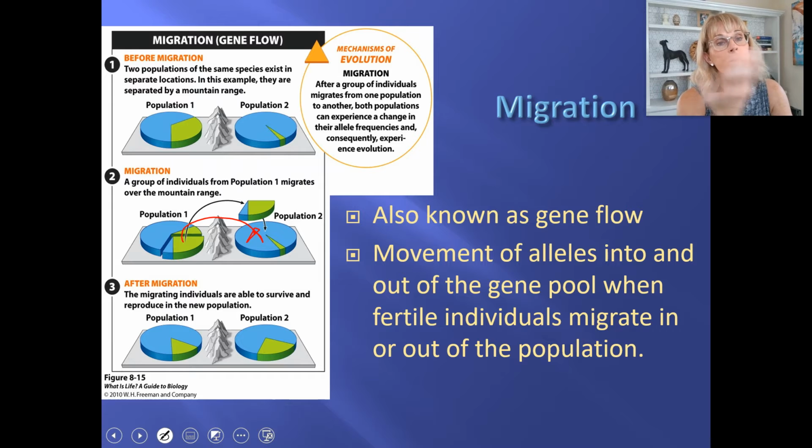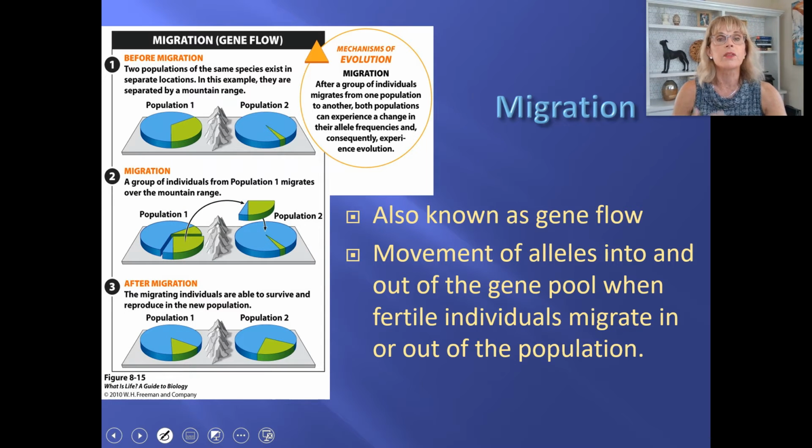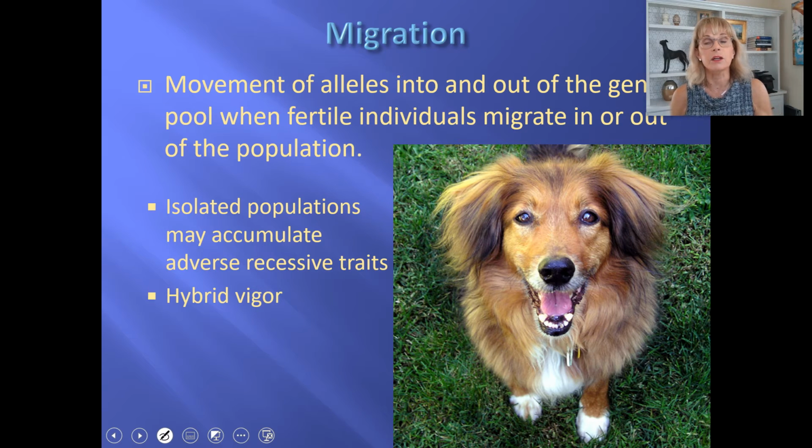Which squirrels are going to make the journey? That is probably going to be a matter of randomness. So it could have been that it was all of these blue allele squirrels that move over, but instead it was mostly green allele squirrels that moved over, and they will bring their new alleles into the population. We see the influence of migration when we have got dogs that are mutts. Dogs that are mutts are the result of migration of alleles.